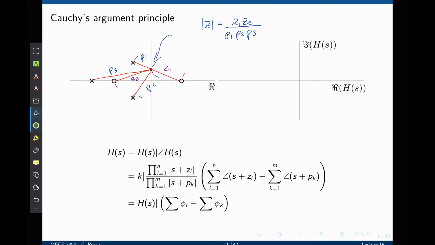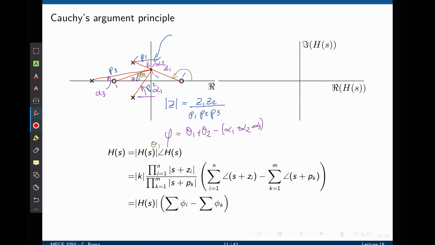We can now do the same for the phase. If we identify the angle of each individual pole and zero, say this one here, let's call that theta 1. The angle of the other zero, we can call that theta 2. The angle of this pole, let's call this alpha 1. This pole would be alpha 2 and alpha 3. The phase of the entire transfer function is the sum of the angle of all zeros, that is theta 1 plus theta 2, minus the sum of angles of all poles, alpha 1, alpha 2, and alpha 3.